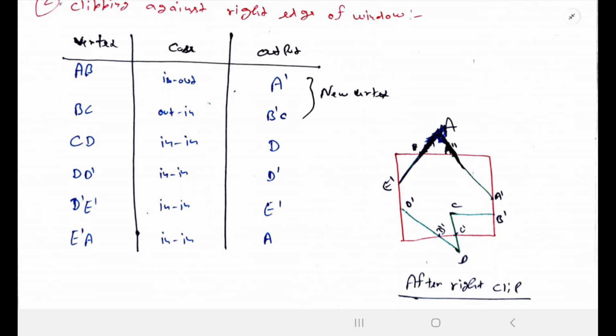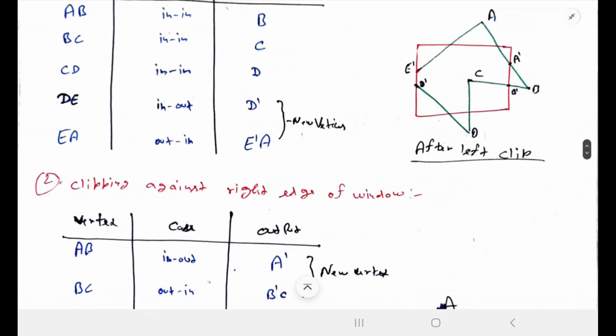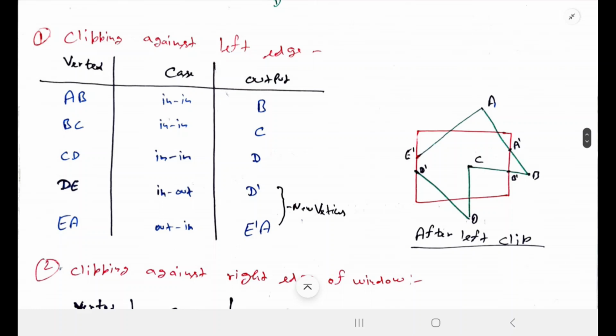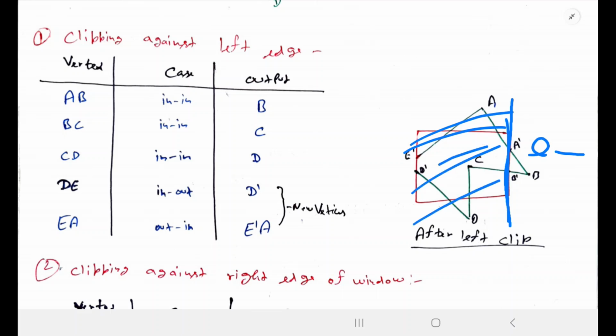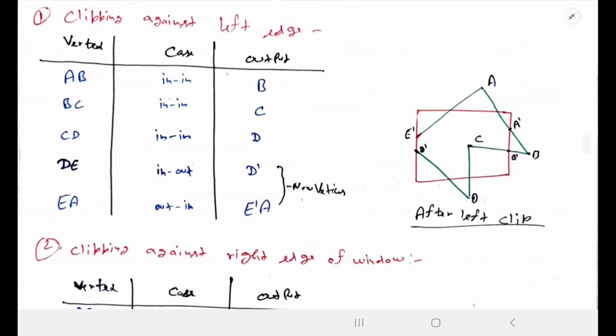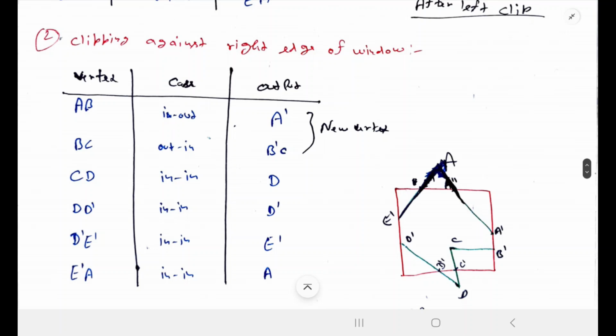Line AB. We have said that we are going to clip from the right edge, and this is our right edge. For the right edge, this is our outside area, and all this area will be inside. Okay, so AB is going from inside to outside. We will consider the intersection point. BC is outside to inside. We have considered the intersection point and the destination point.